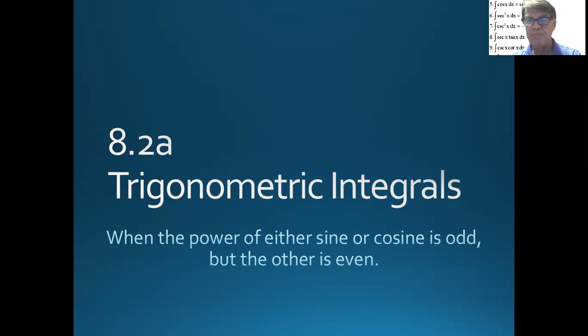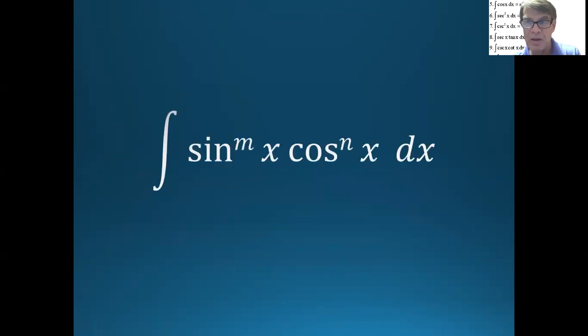This is the first. In this, I want to look at the situation where you're integrating sine or cosine or a mixture of sine and cosine, and at least one of them is to an odd power, and the other is to an even power or isn't there, which would be like the 0th power. So we're integrating something in this form where one of these powers is odd and the other one is even. Okay, how are we going to do that?